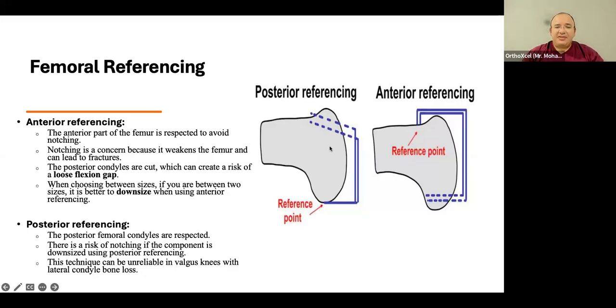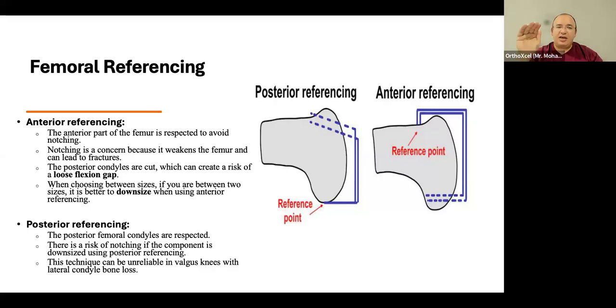What's the problem with the anterior referencing and what's the problem with the posterior referencing? The problem with the anterior referencing is that if you go blindly with the anterior referencing and you do a big cut, you will cut a lot from the posterior femur, and you will end up with a loose flexion gap. On the other side, in the posterior referencing, you use the posterior condyle as a reference. If you cut more from the anterior, you'll end up notching the femur. So if you don't do any of them properly, you will end up with a problem. You can use whatever you feel comfortable with. You can use anterior referencing, you can use posterior referencing, but you need to do it properly.